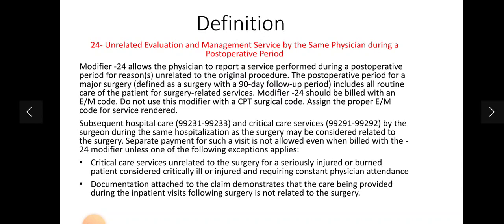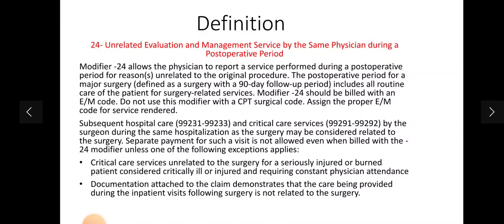So the definition of 24 is unrelated evaluation and management service by the same physician during the post-operative period. This post-operative period means the global period. It can be 0 days, it can be 10 or 90 days. So modifier 24 allows the physician to report a service performed during a post-operative period for a reason unrelated to the original procedure. The post-operative period for a major surgery, defined as the surgery with 90 days follow-up period, includes all routine care of the patient for surgery related services.